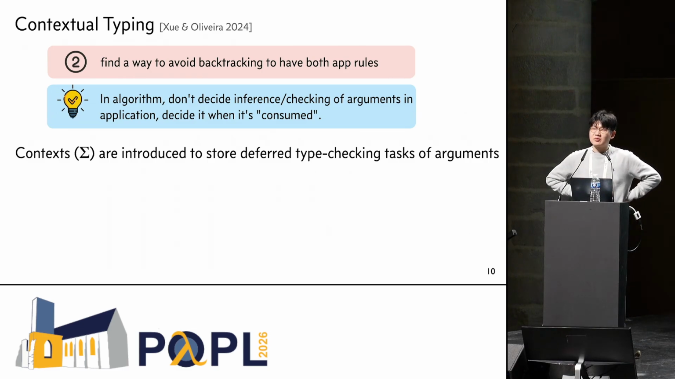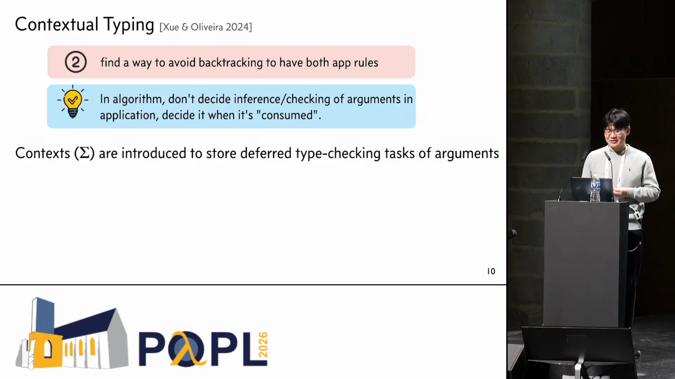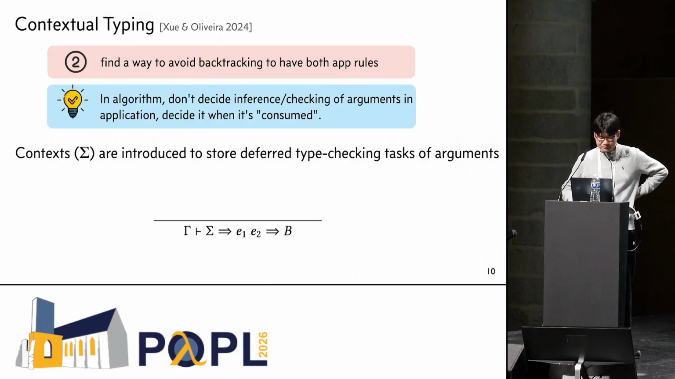So the second trouble is backtracking. Our principle is, in the algorithm, do not decide the inference and checking of arguments in application. Decide it when it's consumed. I will not explain what the notion of consume is here. You can read the paper. But the key idea is that we introduce so-called contexts, use sigma, to store the deferred type checking tasks of the arguments.